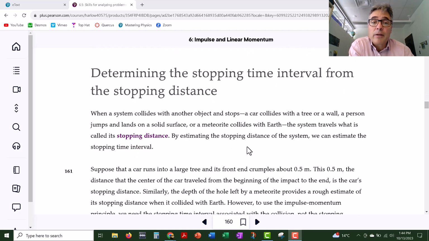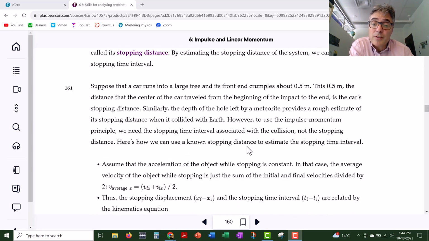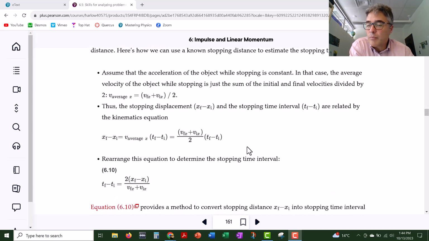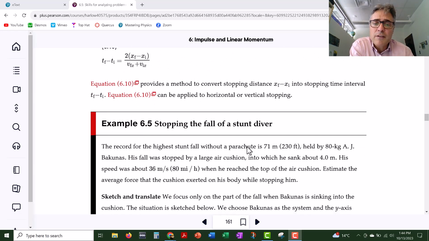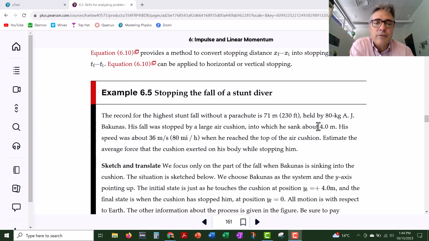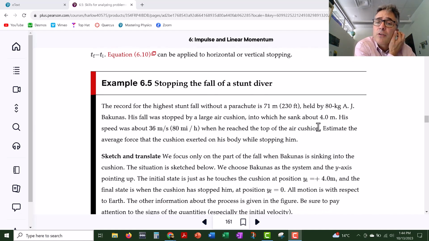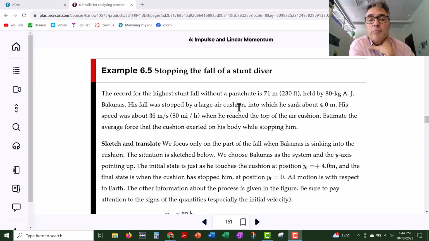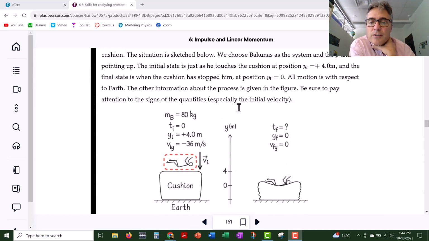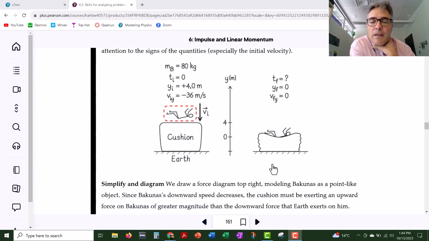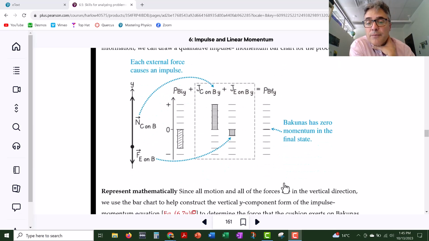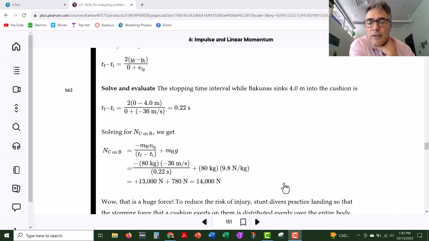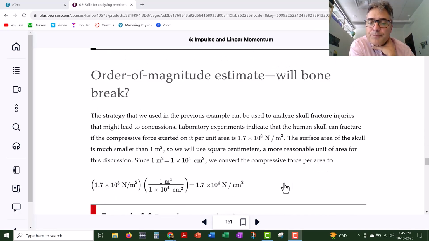There's an example here about determining the stopping time interval from the stopping distance. This is something you probably could do with kinematics and Chapter 4 stuff, but it goes a little faster and you get a different way of looking at it if you go through this using the impulse momentum theorem. So there's a skydiver who hits a cushion. You think about the forces on the cushion and the momentum of the skydiver, which ends up with 0 momentum in the final state. I would encourage you to go through that example.